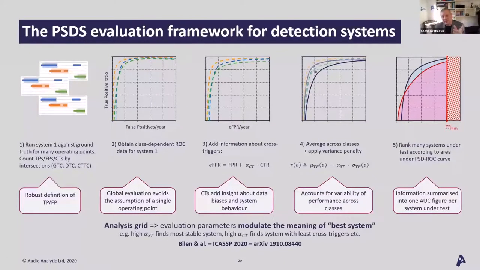So that becomes a kind of analysis grid. As I said before, you can modulate the meaning of what the best system is. And with those two parameters, alpha, and then some other parameters for the true positive and false positive, you can tailor the evaluation to the things that really make sense for your users.